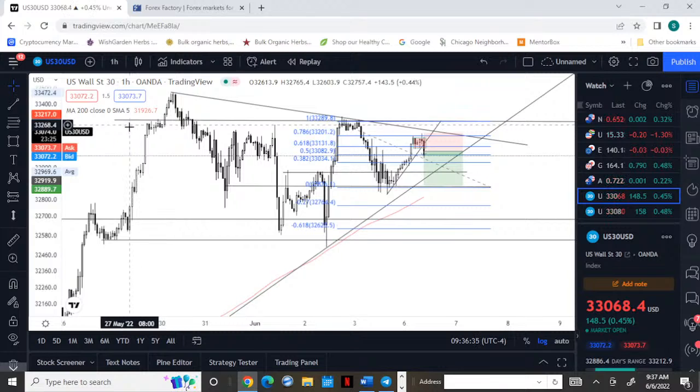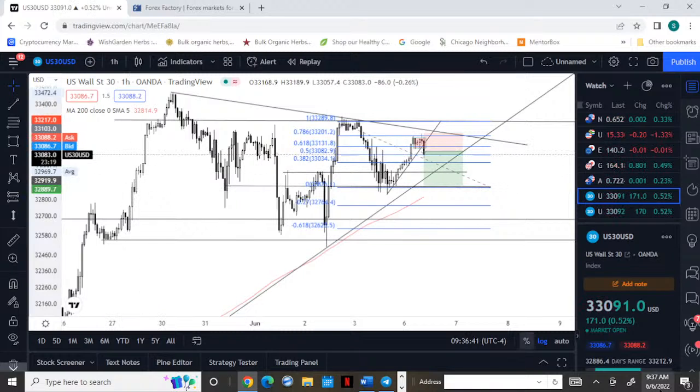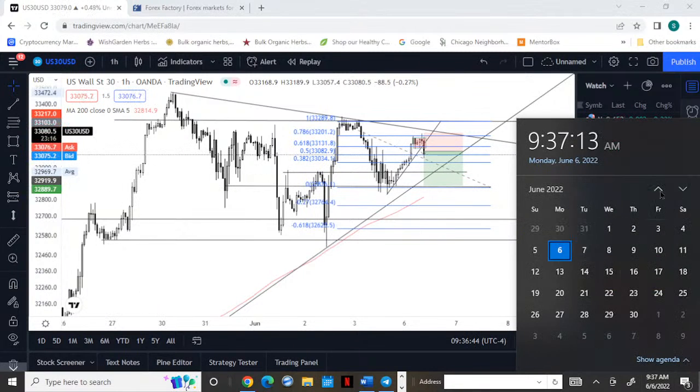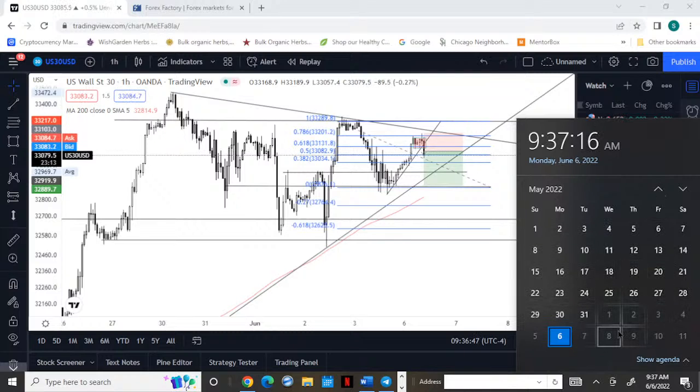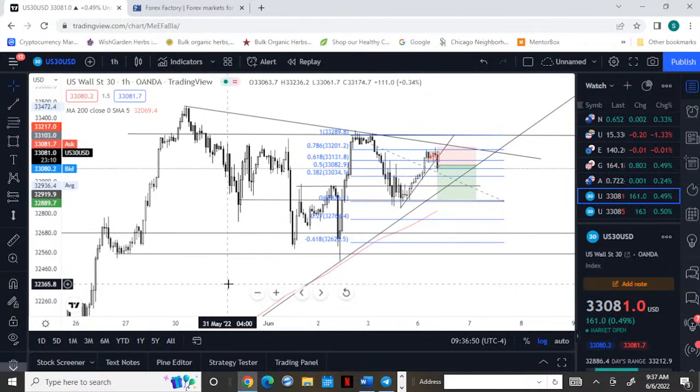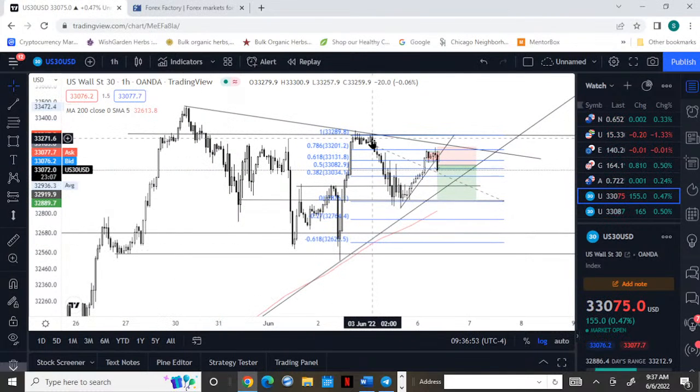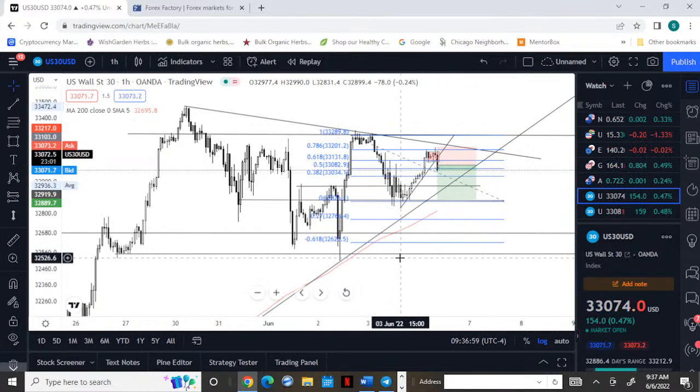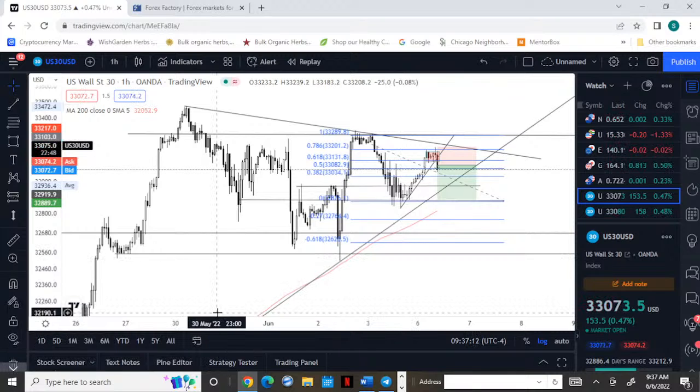And this was just a big consolidation area. Price has been trading in this range since May 27th. It's what? About 2 weeks. And it sold, bought, and this definitely looks like a fib finish sale on US 30. That hourly candle looks really nice.